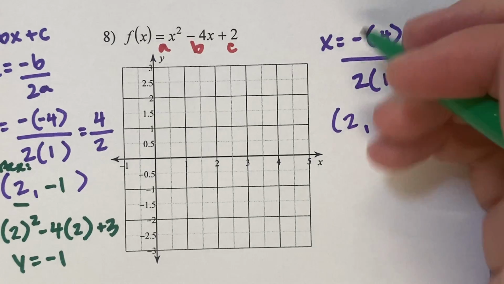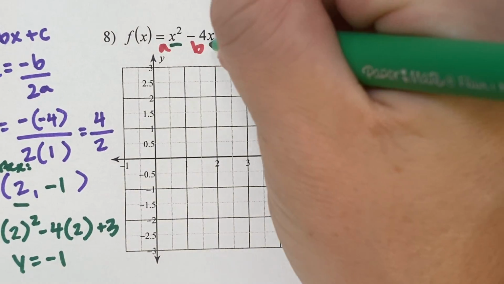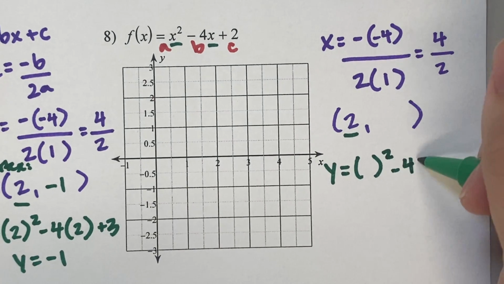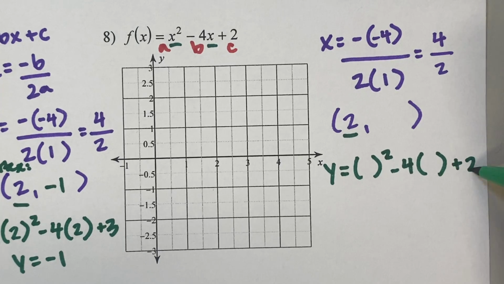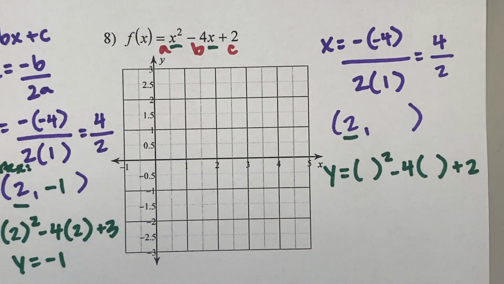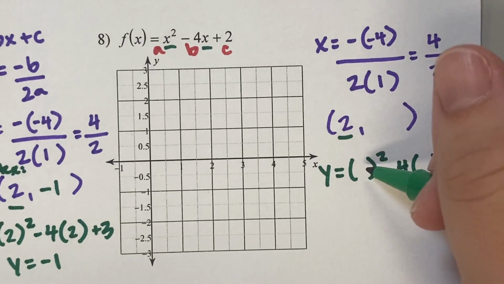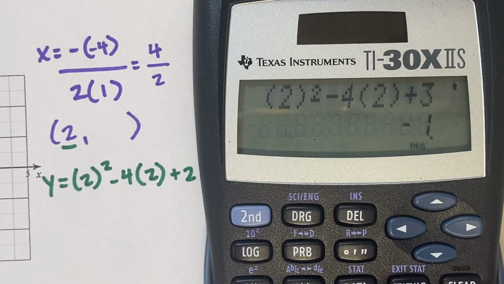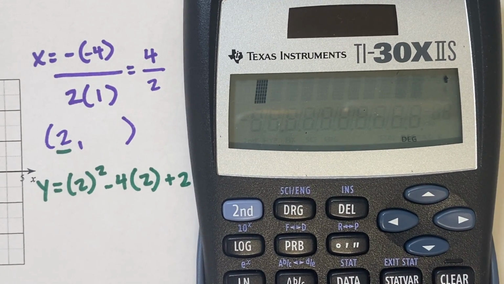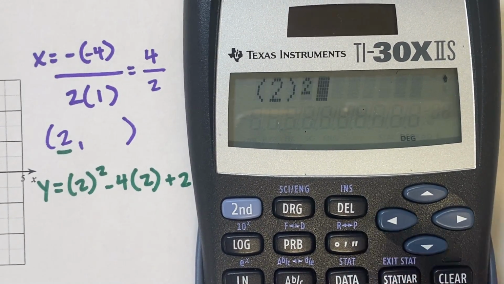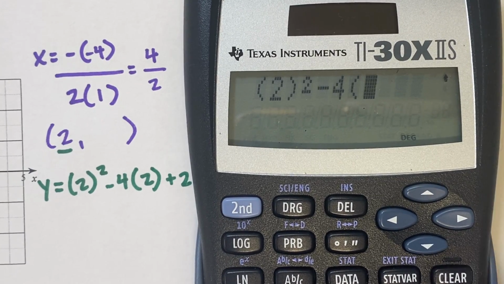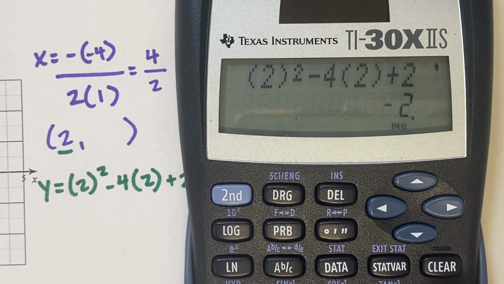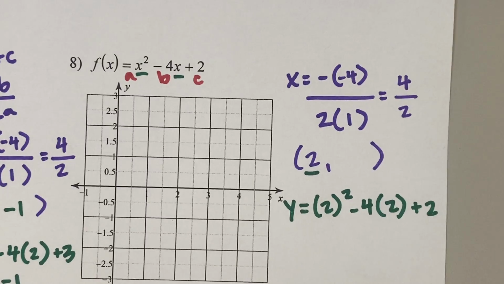In order to find the y part of our vertex, we plug it into our x spot. So now we have y equals x squared minus 4 times x plus 2. My x spots are my 2's. Just punch this directly into a calculator and make sure it looks the same. Parentheses 2 parentheses squared minus 4 parentheses 2 parentheses plus 2, and I get negative 2 for my y.